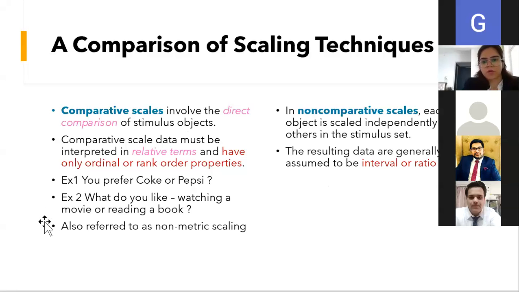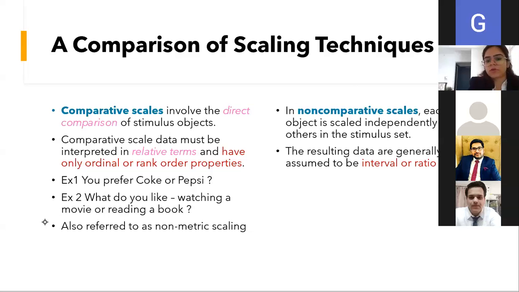So, a comparison of scaling techniques: comparative scales involve direct comparison. It is more interpreted in relative terms and has ordinal or rank order properties. So if I ask, do you prefer Coke or Pepsi? That's a comparative scale. Or what do you like watching, a movie or reading a book? That is a comparative scale. So we are comparing between two.